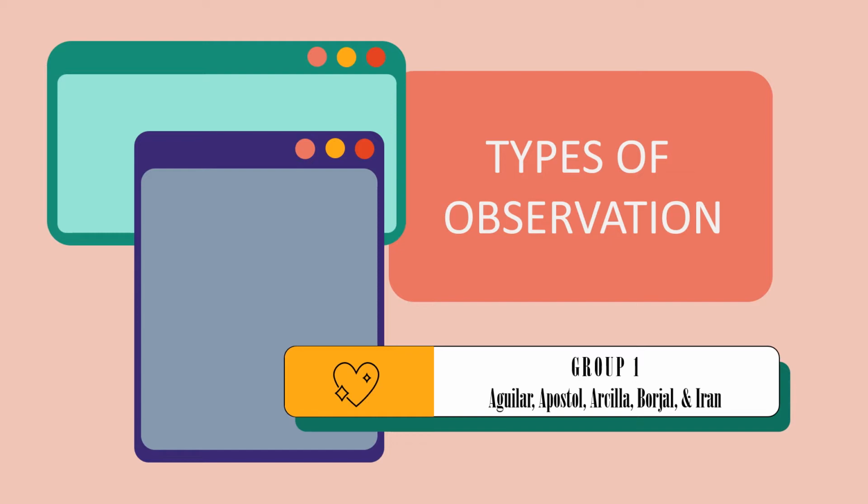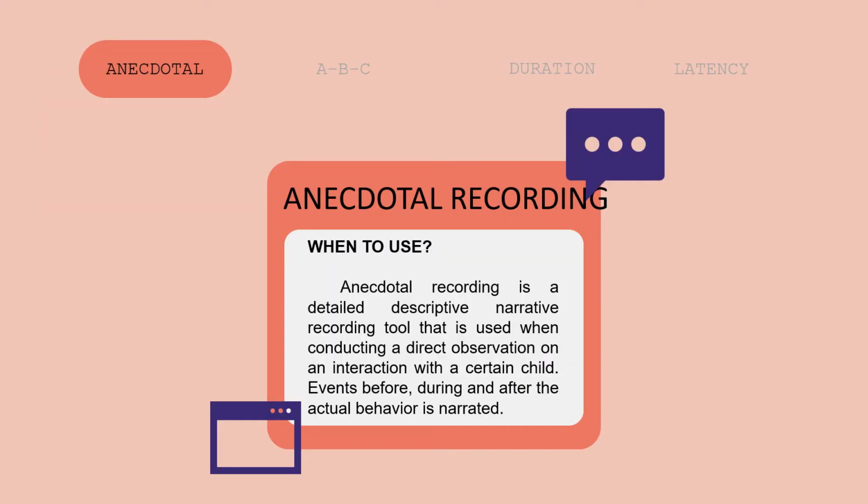The first tool that we use on monitoring challenging behavior is the anecdotal recording, which is a detailed descriptive narrative recording tool that is used when conducting a direct observation on a person. The events before, during, and after the actual behavior is recorded through this descriptive narration.